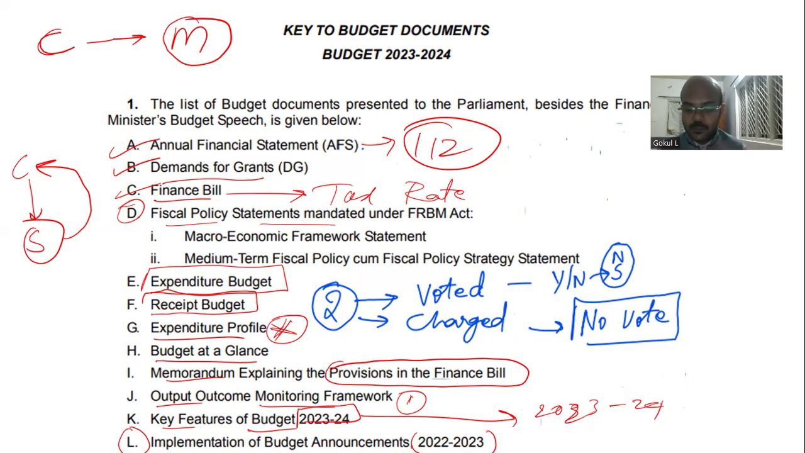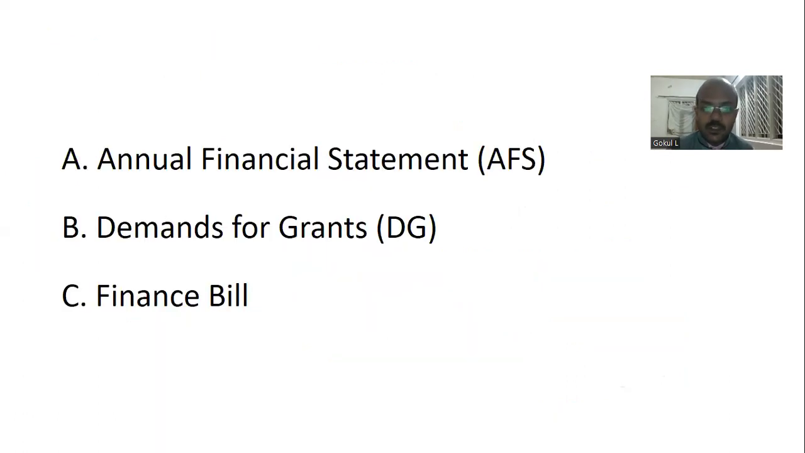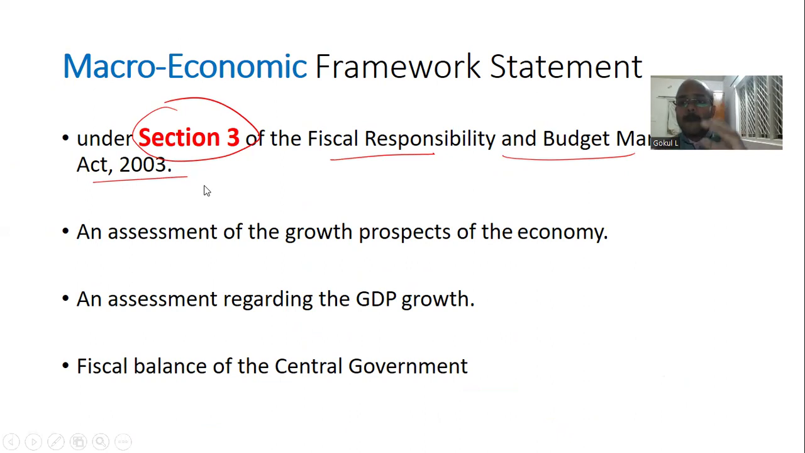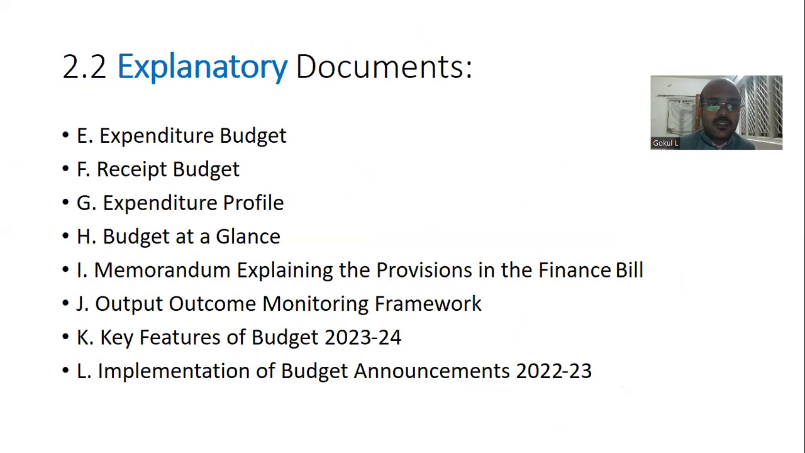So this is very important. I hope you got the clarity about the budget documents. 23-24 is an example that we have taken here. So next, see, all the explanations are provided here in the slide. And Section 3 of the Fiscal Responsibility and Budget Management Act is very important. It speaks about the maintenance of the fiscal deficit of our nation. Okay. So next, these all are explanatory documents.